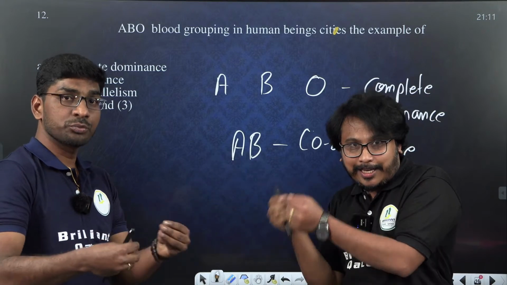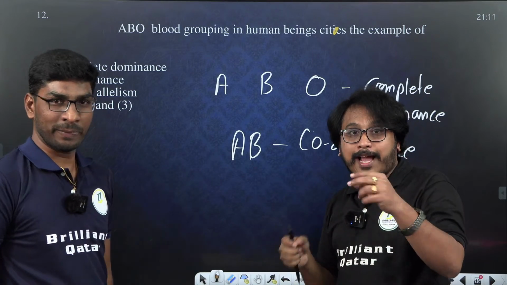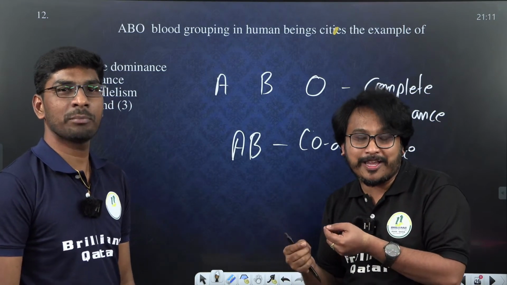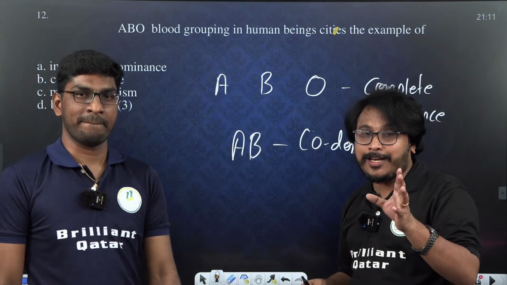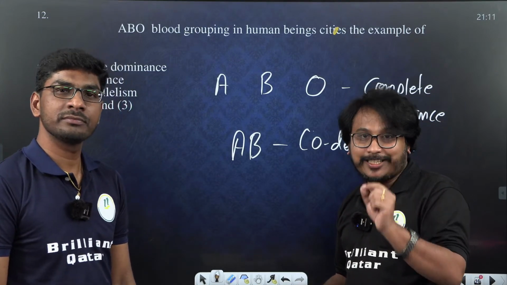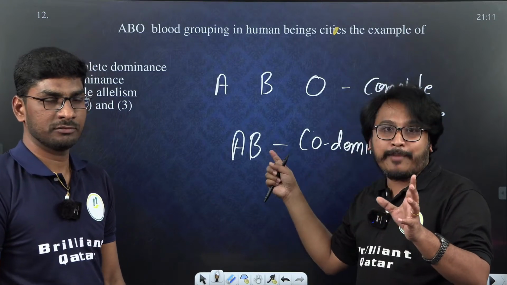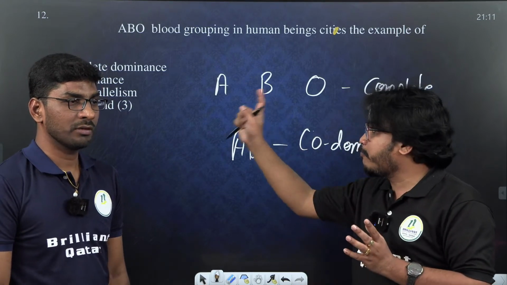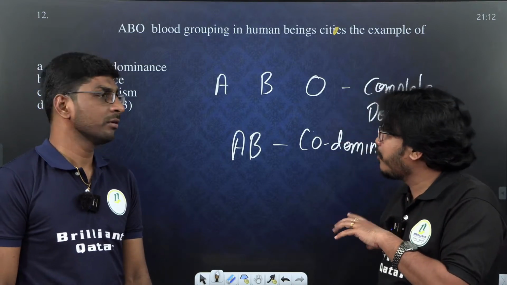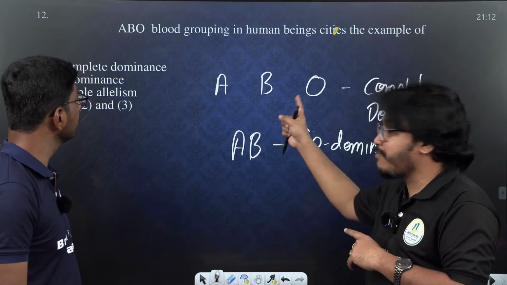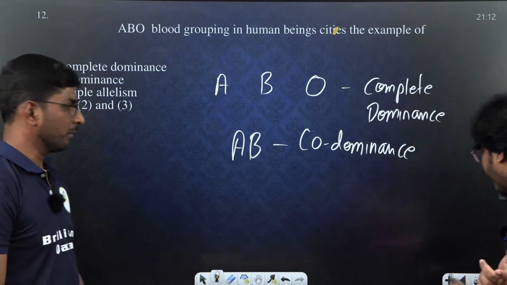It's also an example of multiple allelism, because just now we discussed that at a locus of a chromosome, more than 2 alleles are coming, 3 alleles. That is multiple allelism. It's a question from 2018 NEET also. Please check that question paper, you will find it. ABO blood group is an example of multiple allelism, codominance, as well as complete dominance in A, B, and O. Okay, then let's go to the next question.